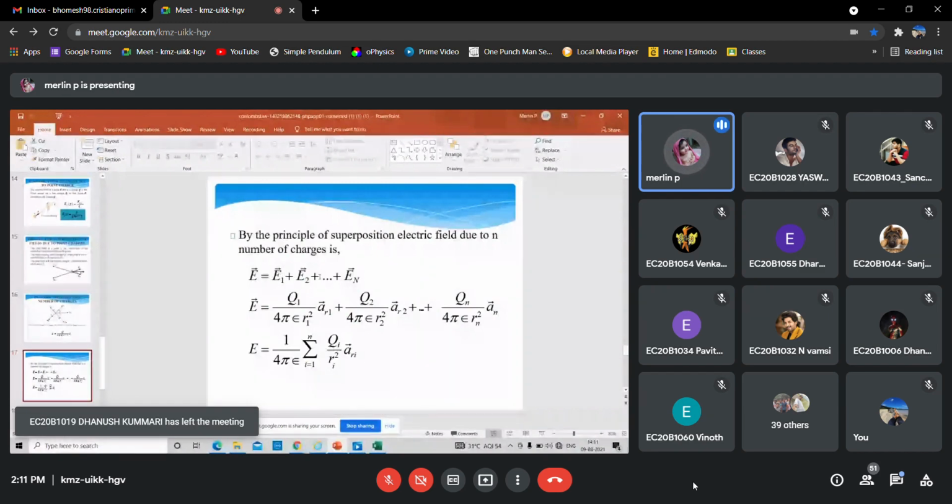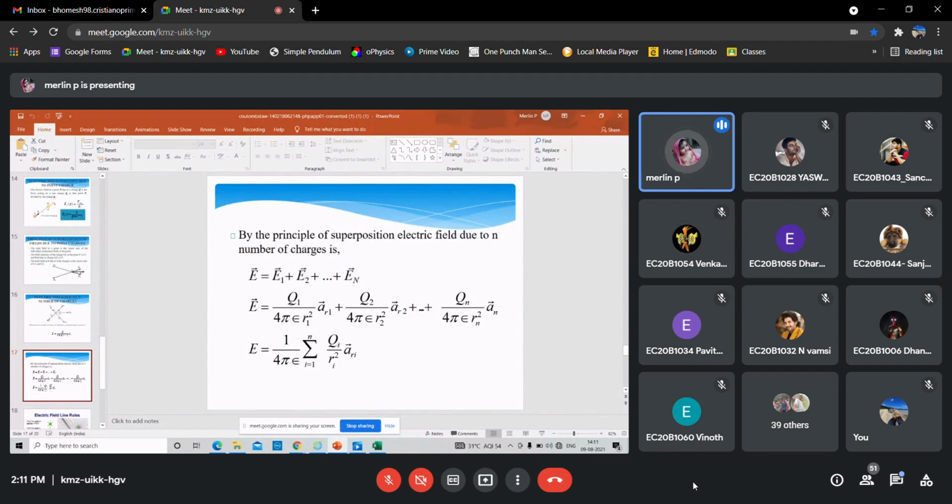E1 is the electric field produced by the charge Q1, E2 is the electric field produced by the charge Q2, and so on, and En is the electric field produced by the charge Qn. Everything we should notate in vector form only hereafter. The scalar form we will see only for Coulomb's law. After that, we should denote everything in vector form only.